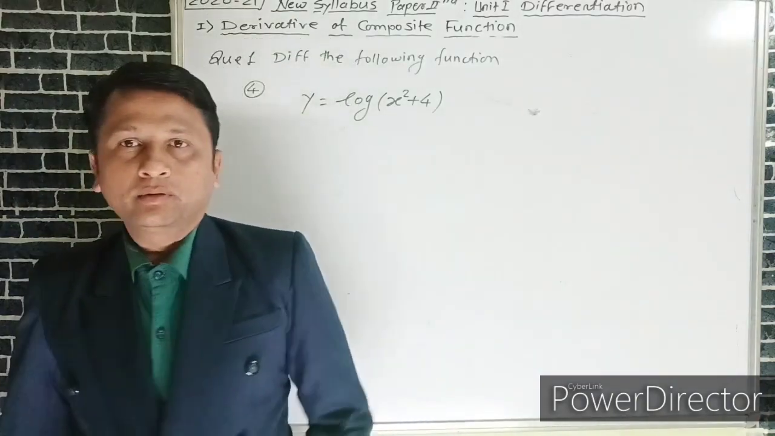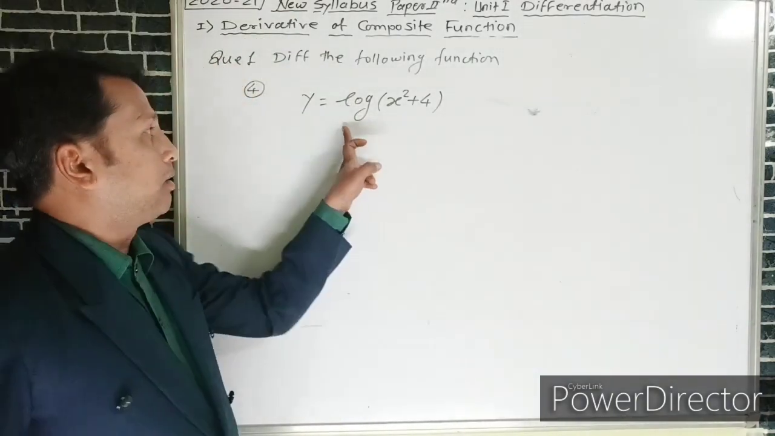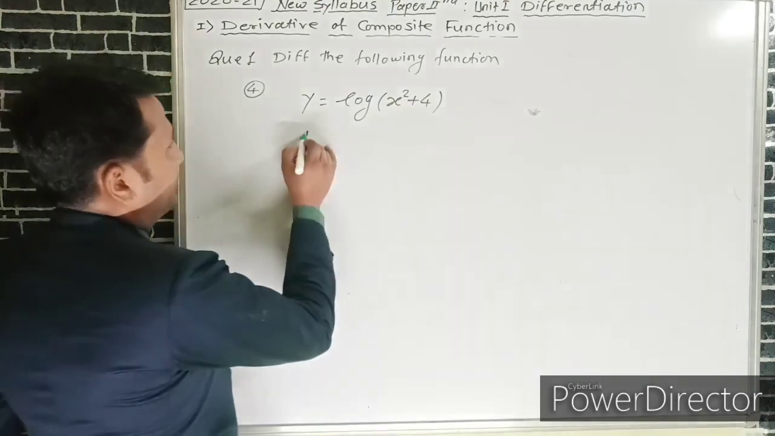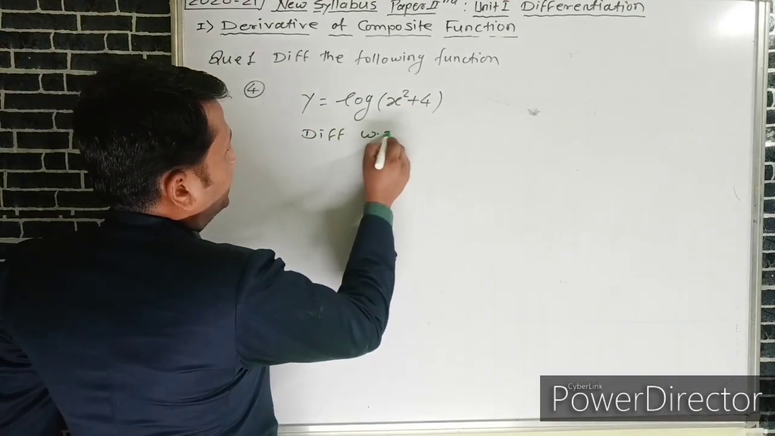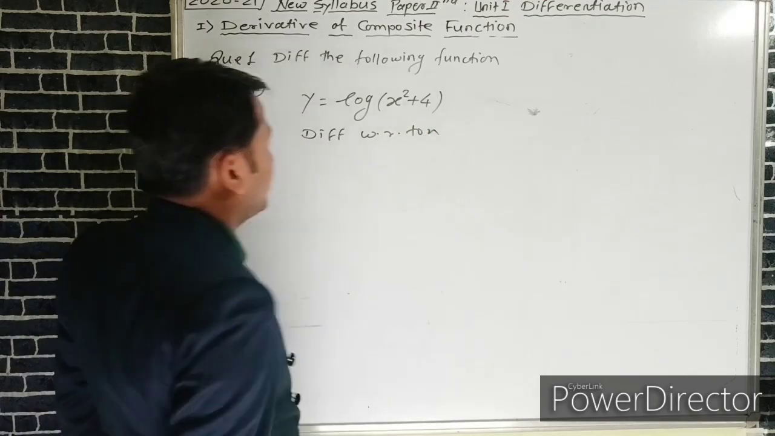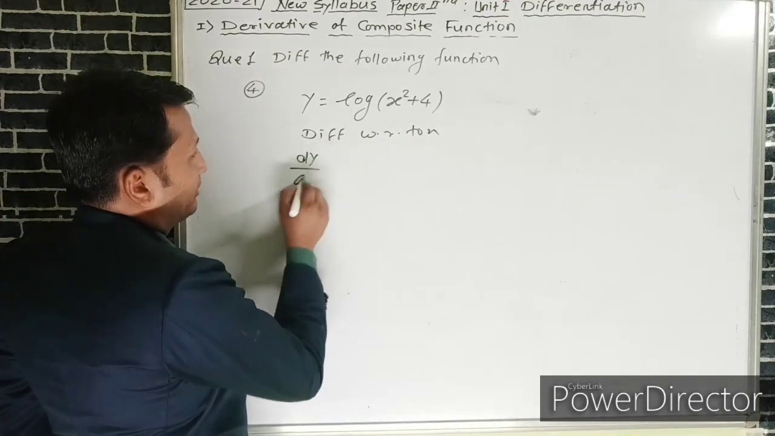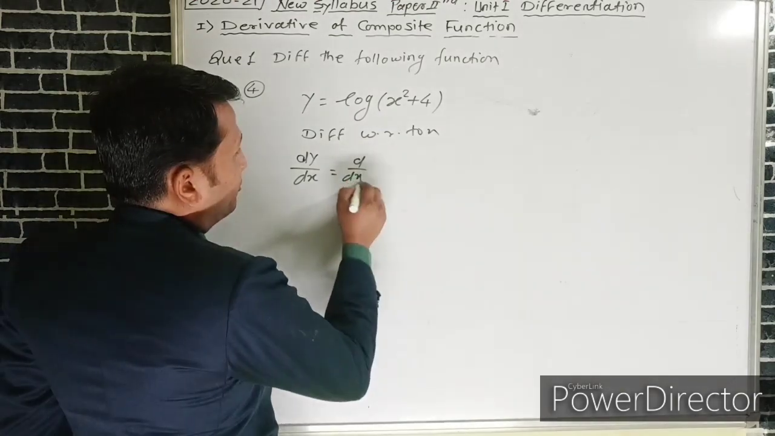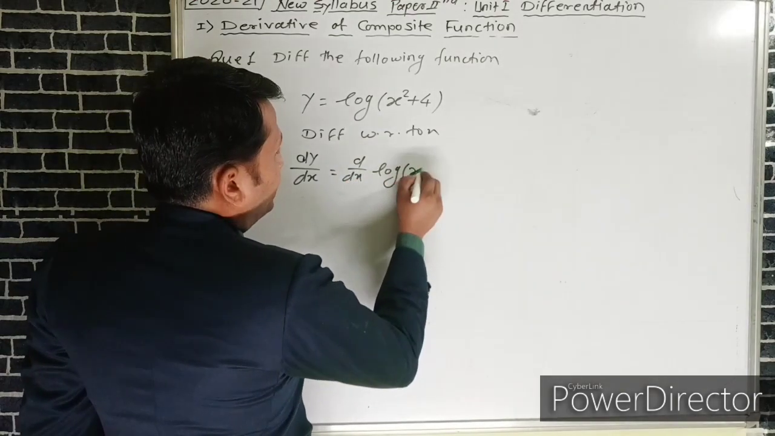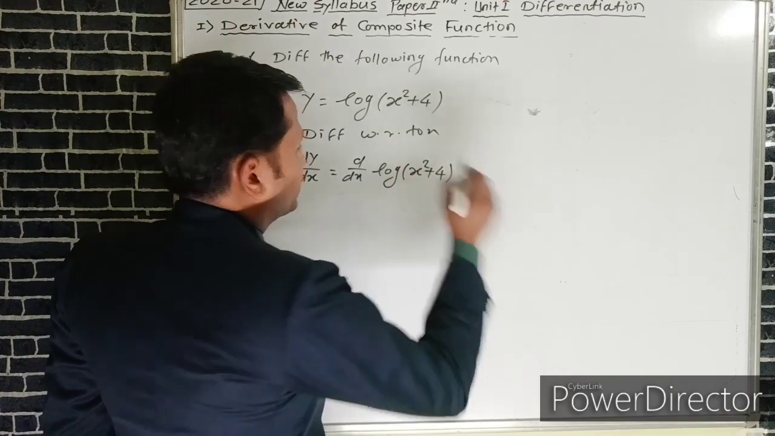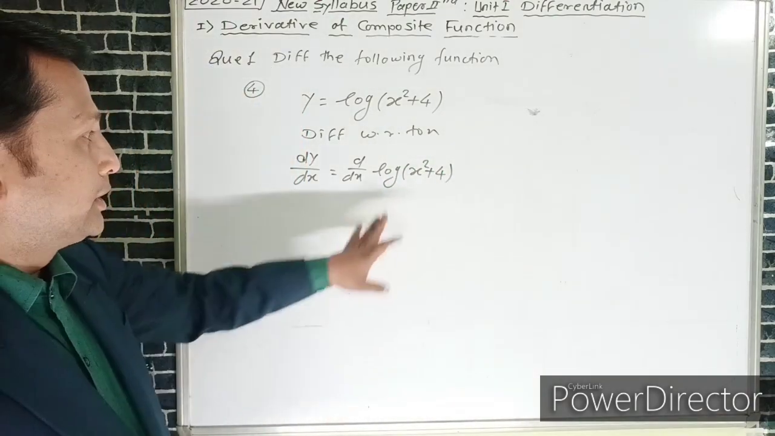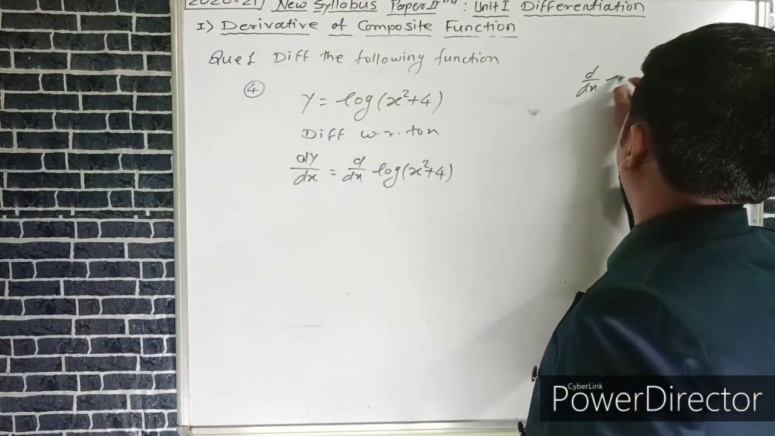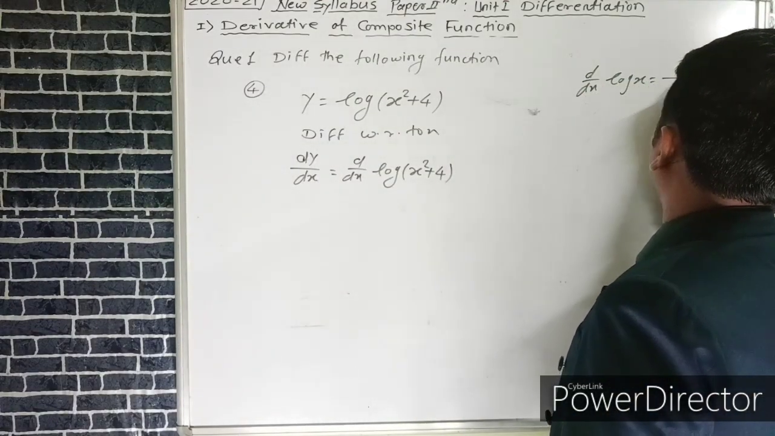Fourth example, y is equal to log of x square plus 4. After differentiating with respect to x, the derivative of y, dy by dx, is equal to the derivative of log of x square plus 4. The given function is in the form of log x, and we know that the derivative of log x is equal to 1 by x.